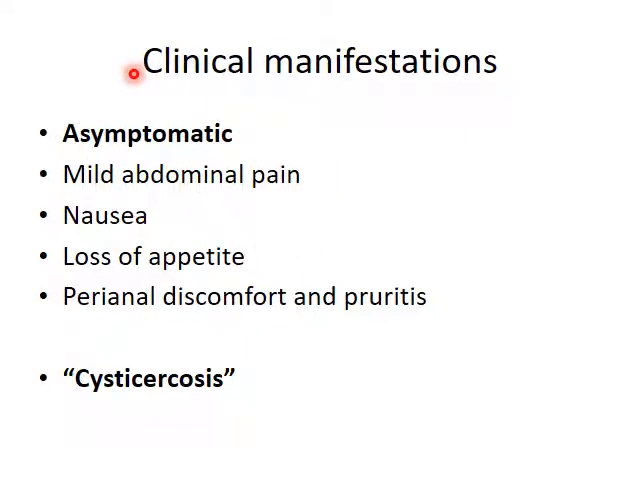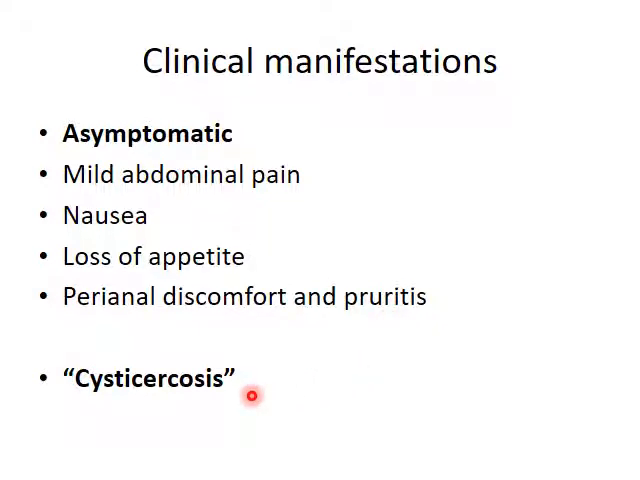Clinical manifestations of Taenia. When it comes to intestinal taeniasis, the majority of human beings are asymptomatic. They only come to know about the infection when they feel a discomfort during the passage of proglottids in the feces. The general symptoms might include mild abdominal pain, nausea, loss of appetite. When the proglottids pass through the feces, the patient might get some perianal discomfort and pruritus.